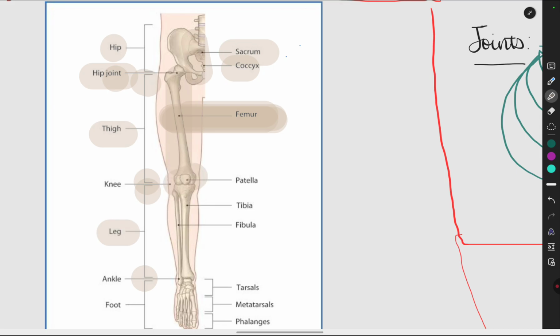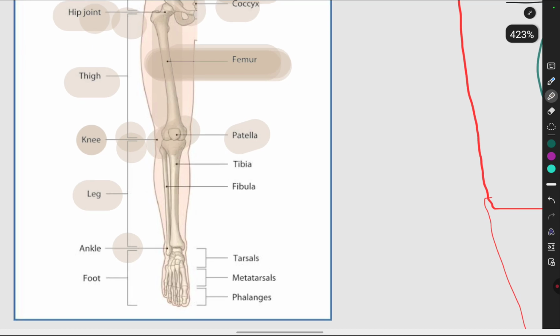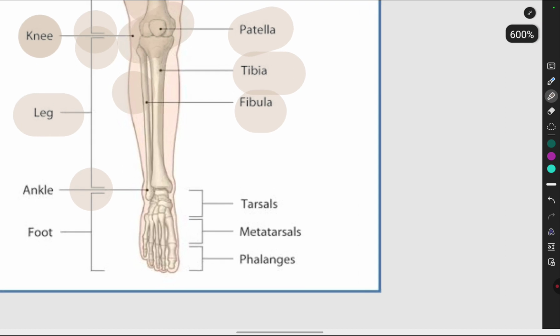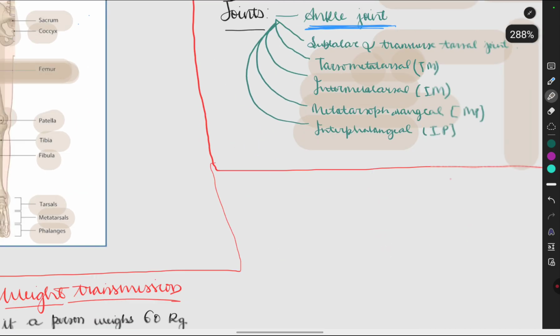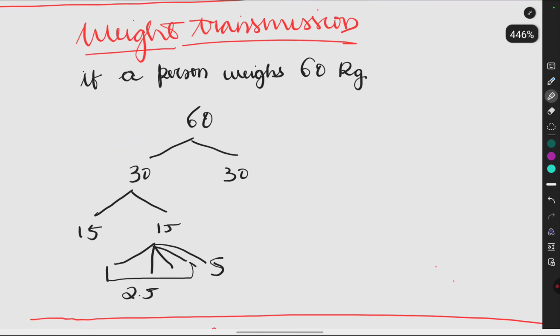So this portion, the foldable portion of this lower limb, is called the knee. It consists of the patella, which is a sesamoid bone as discussed earlier, and the medial bone, that is tibia, and the lateral bone, that is fibula. And this is the ankle, where there will be articulation of the leg bones and the tarsals, and these are the tarsals, these are the metatarsals and the phalanges. So this portion is called the foot, and the portion that is beneath this is called the sole of the foot.